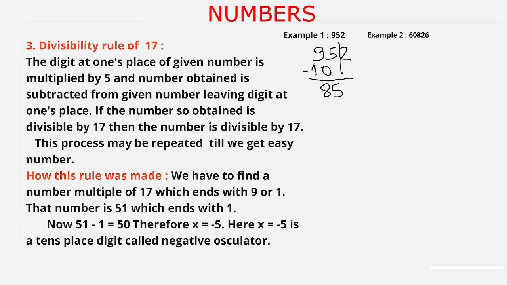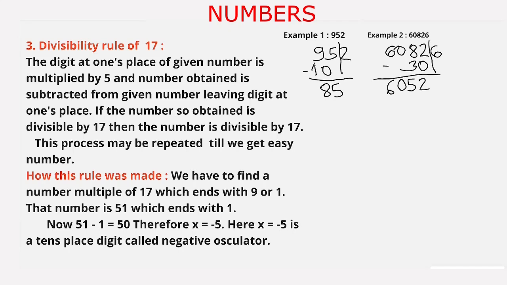60826, and we have to find whether this number is divisible by 17 or not. The last digit of this number is 6. So we have to multiply 5 by this number, and 6 times 5 is 30. So after leaving this last digit 6, we subtract 30 from the remaining part of the number. 2 minus 0 is 2. 8 minus 3 is 5. We carry 0 and 6 as it is. So the number we obtain is 6052.